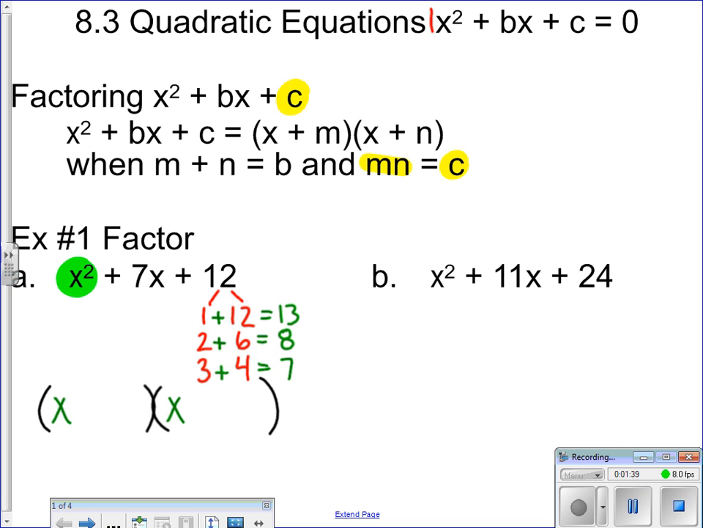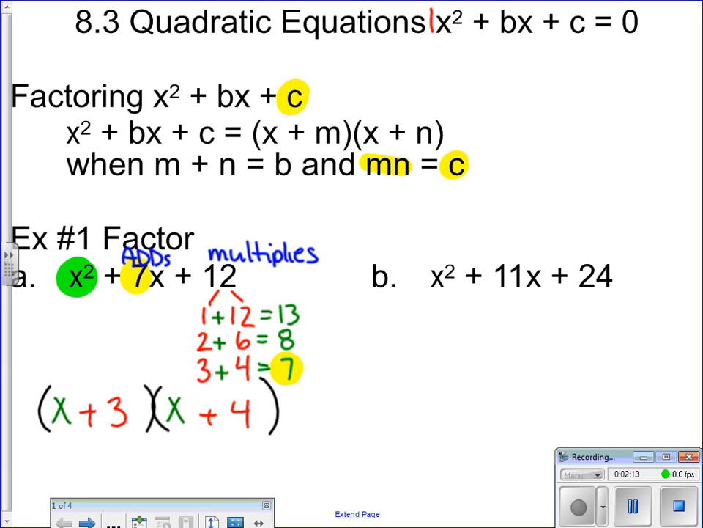Now if you look in the middle, there's a 7. That tells you which two numbers you want to use. So you put a plus 3 and a plus 4, because 3 times 4 multiplies to get 12, but adds up to 7. So it has to multiply to be the last number, but add up to the middle number.